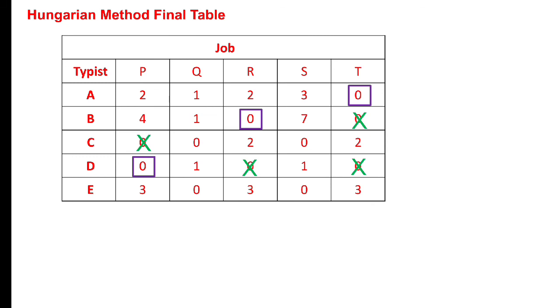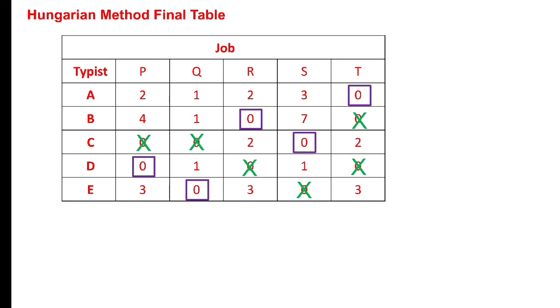So I'm selecting here, and I'm cancelling here at the same time, then I'm selecting here, then I'll be cancelling. Now you see each row and each column has one zero assigned. This is the optimal solution, the final solution of the Hungarian method. Till then the process needs to proceed, selecting the minimum, subtracting, and so on.